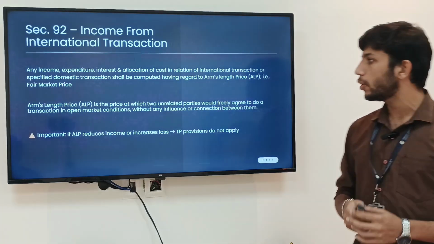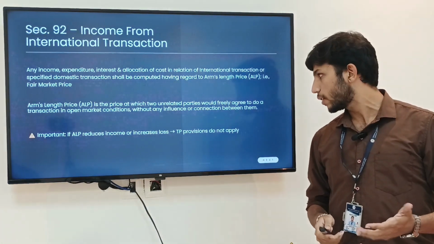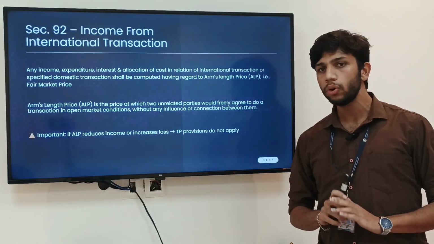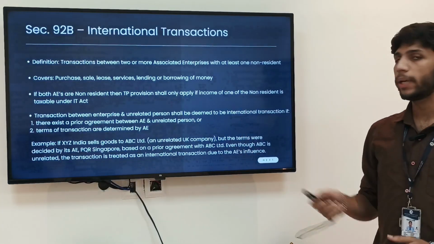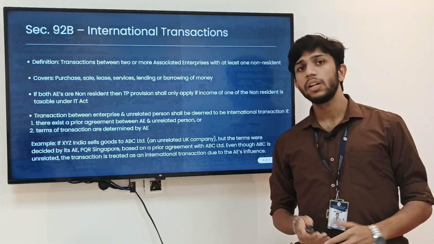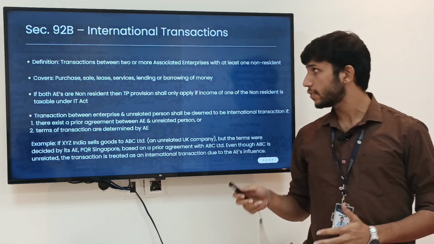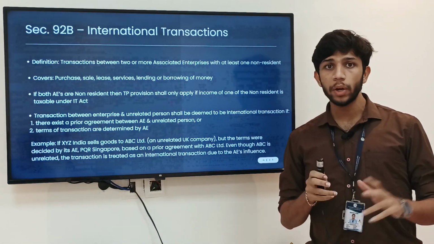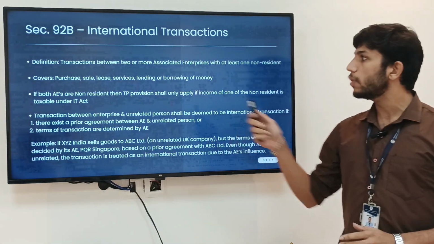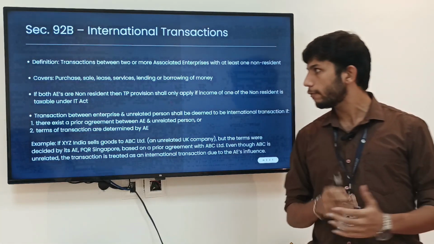Another important note is, if the arm's length price reduces income or increases the loss, then the transfer pricing provision won't apply. Now let us look at Section 92B, that is, international transaction. What is an international transaction? An international transaction refers to a transaction between two or more associated enterprises, where at least one should be a non-resident. It covers purchase, sale, leases, services, and lending or borrowing of money.